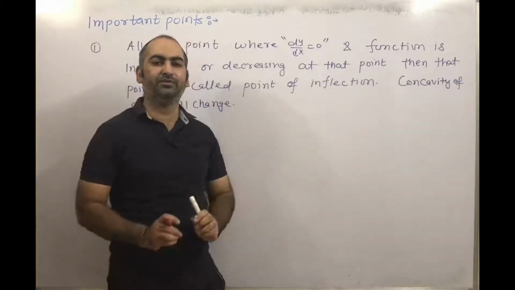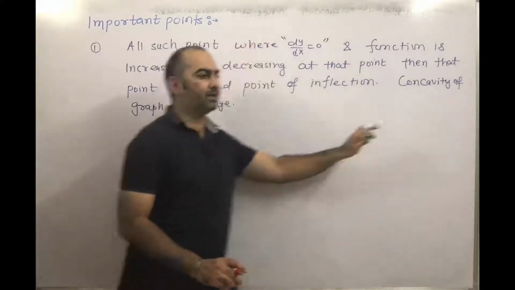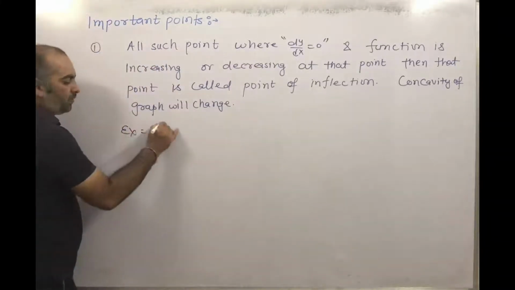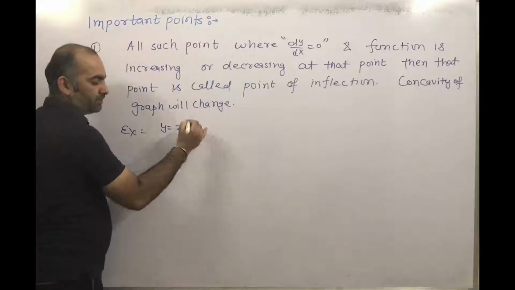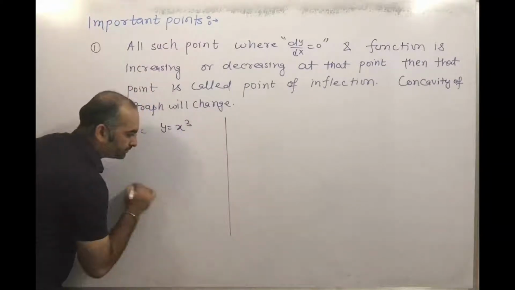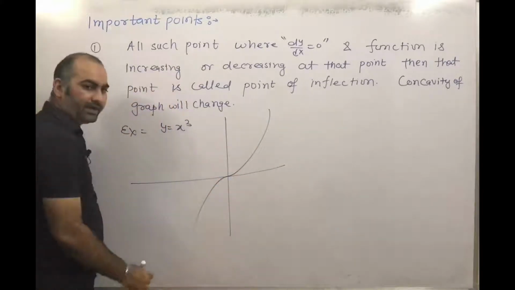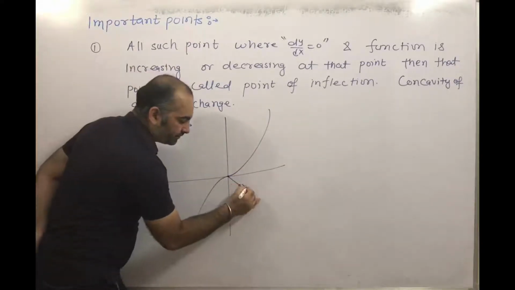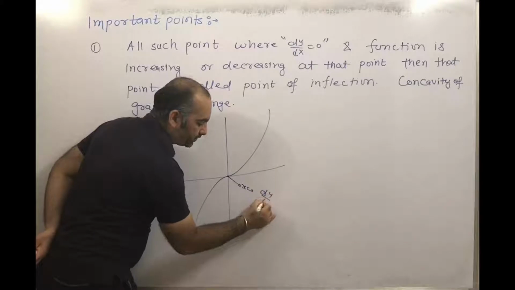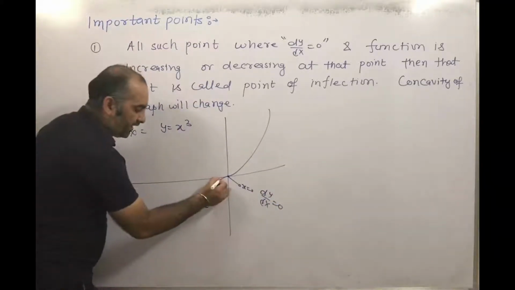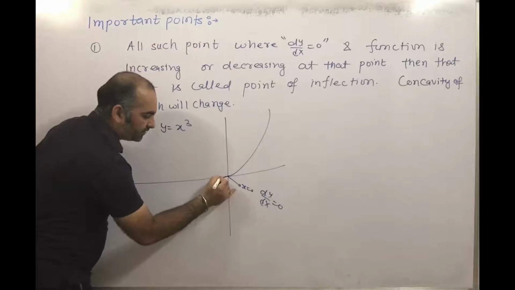And what is point of inflection? Concavity of graph will change. For example, y equal to x cube. So y equal to x cube graph we know. Y equal to x cube graph will be this one. So at x equal to 0, if you see, dy by dx equal to 0. Okay, and if you check here, f of this point, if I take here, this point is what?